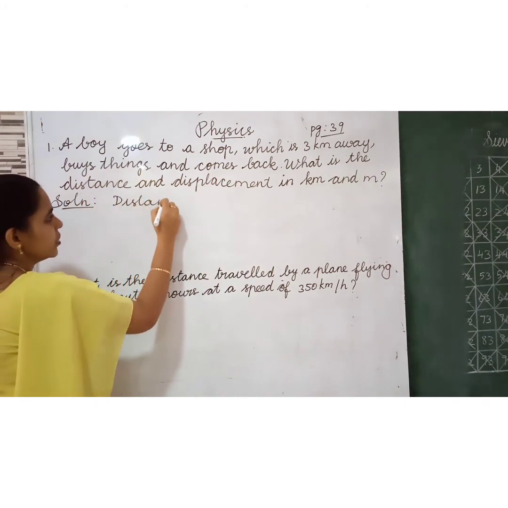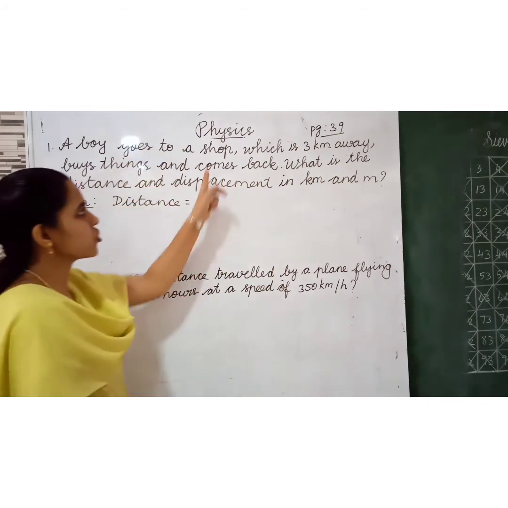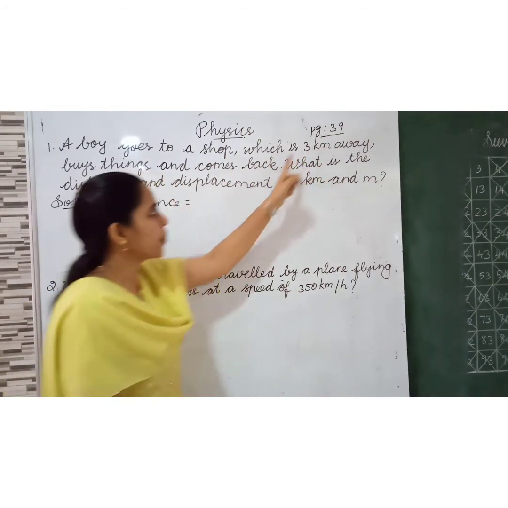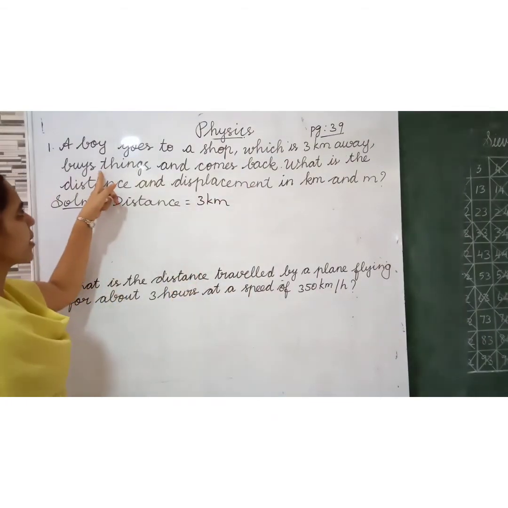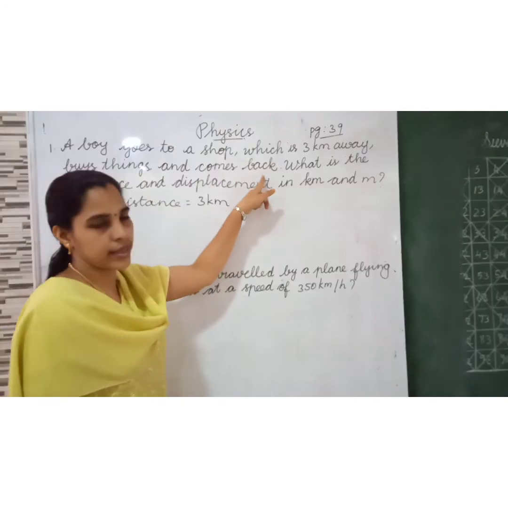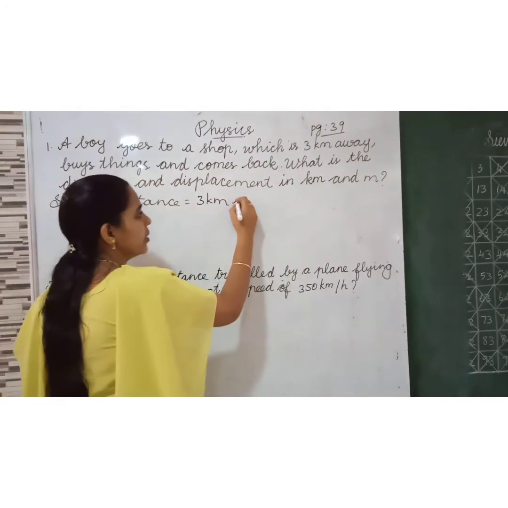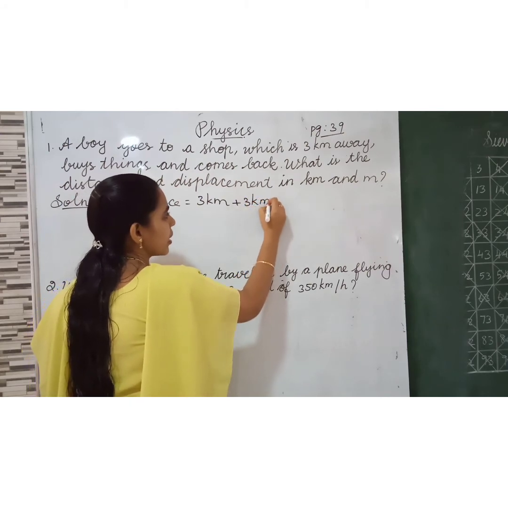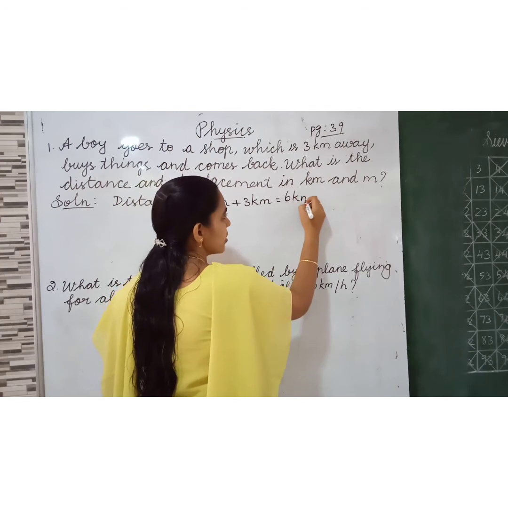Distance is equal to... Listen here, the boy goes to a shop which is 3 kilometers away, buys things and comes back. Again he comes back home. So again 3 kilometers. How much here? 3 plus 3, 6 kilometers.